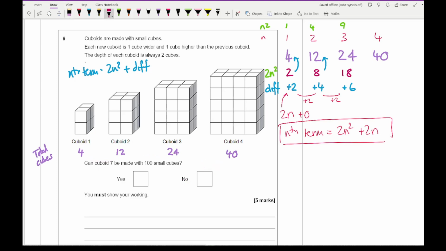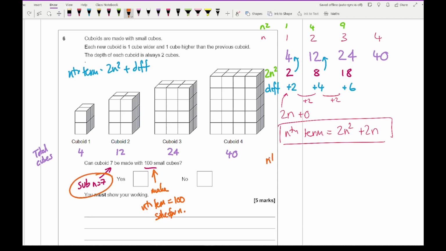So then what I want to do is check whether a sequence can be made using 7 cubes. So again, looking at this, there's a couple of ways in which you can do this. You can either make the nth term equal to 100 and then solve for n, or sub in n equals 7. I would say substituting n equals 7 is probably the easiest.